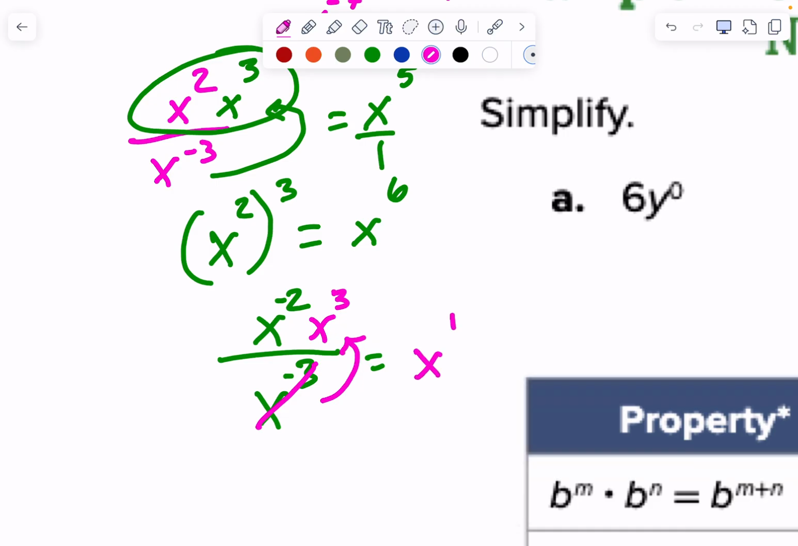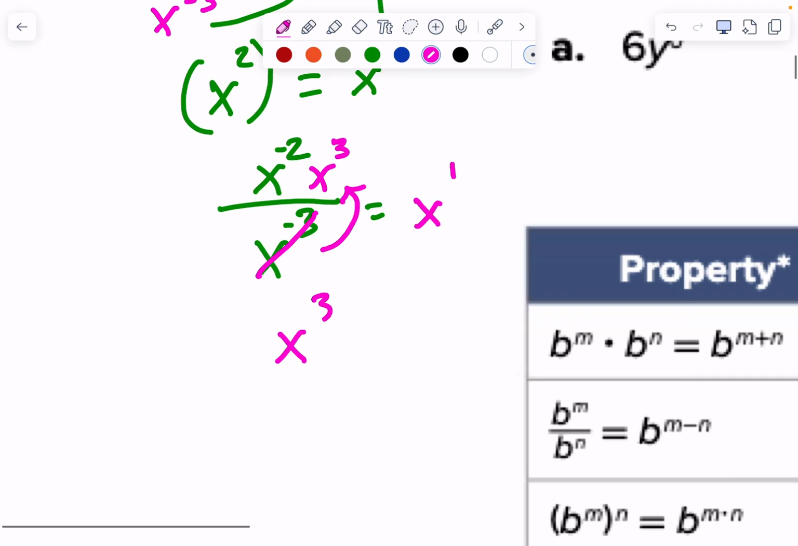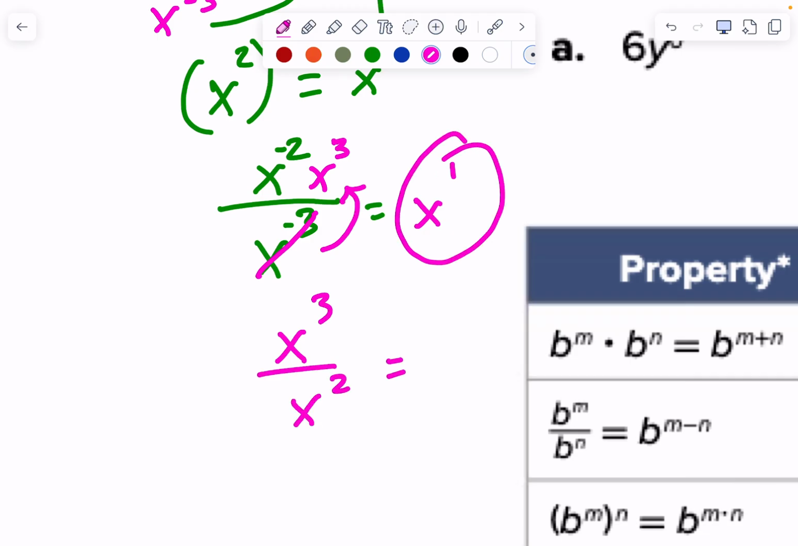x to the first, right? Because -2 plus 3 is that, right? If I switch them both, it's x^3 over x^2. What's x to the 3rd divided by x squared? Just x, right?